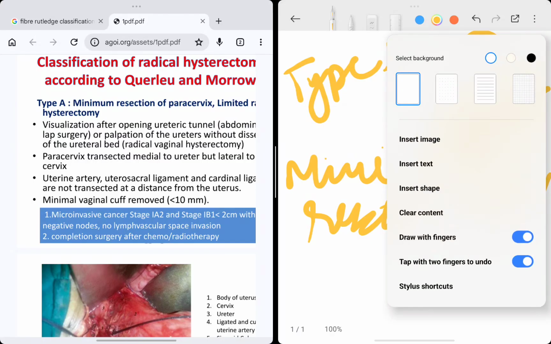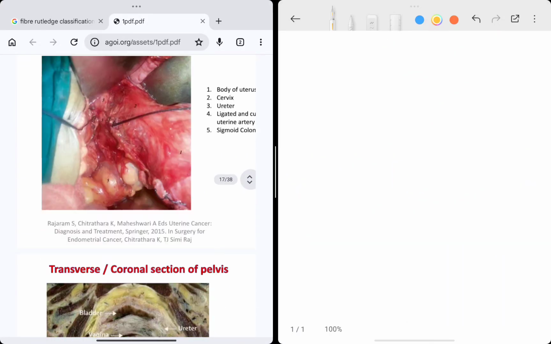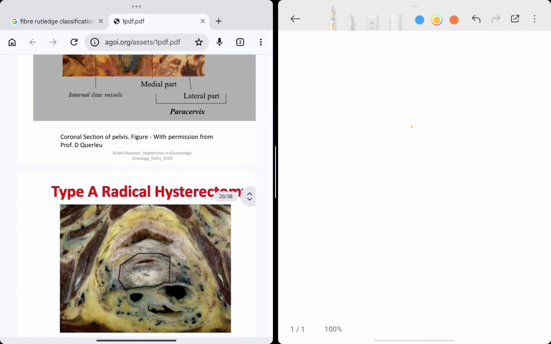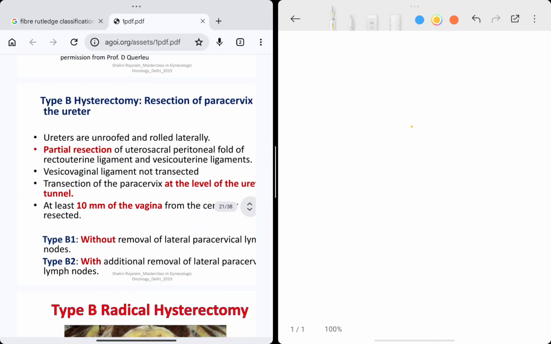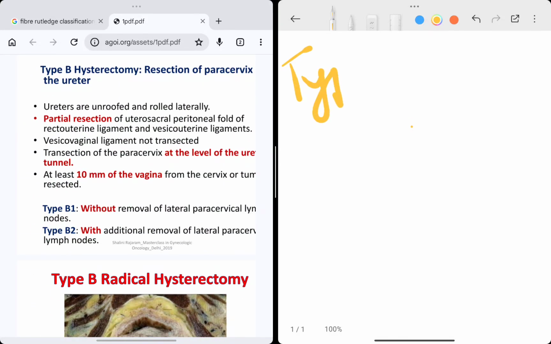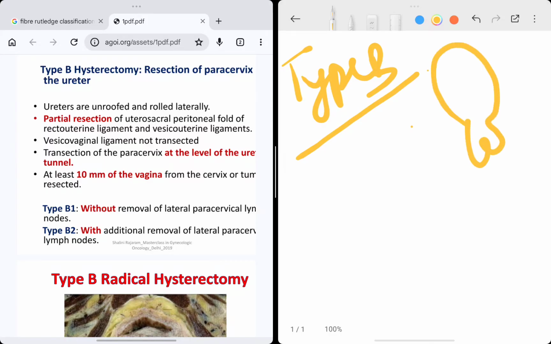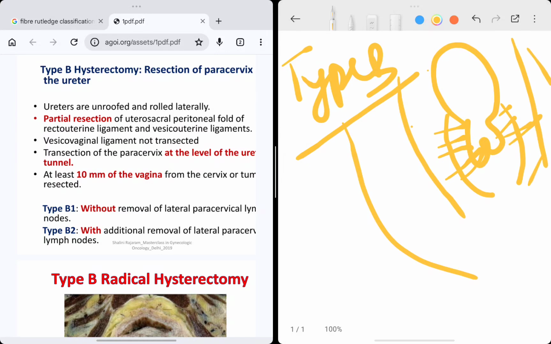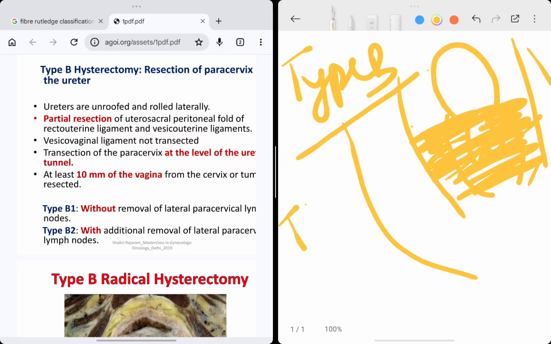Now type B. So in type B, there is transection of the paracervix at the ureter. So if this is the uterus, this is the cervix, this is the paracervix part. So here the ureter is traversing, and this is the pelvic side wall. So till the level of the ureter, this part is removed. So this is type B, where there is transection of the paracervix at the ureter.